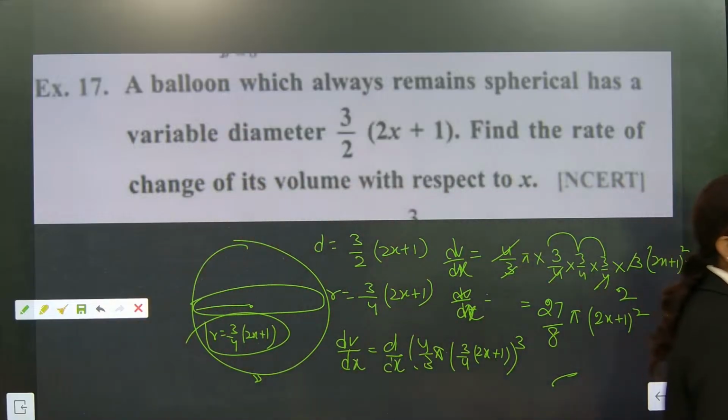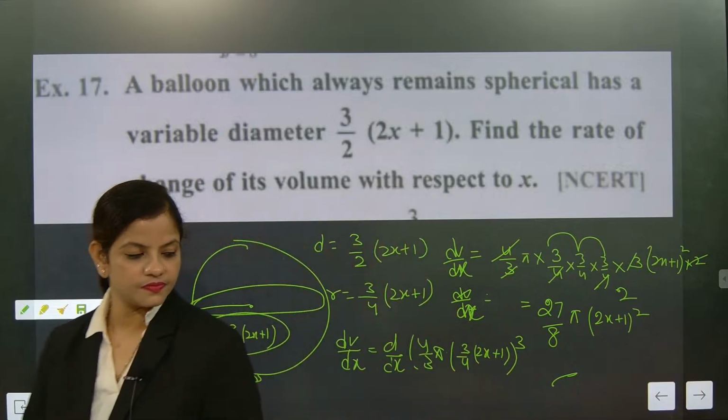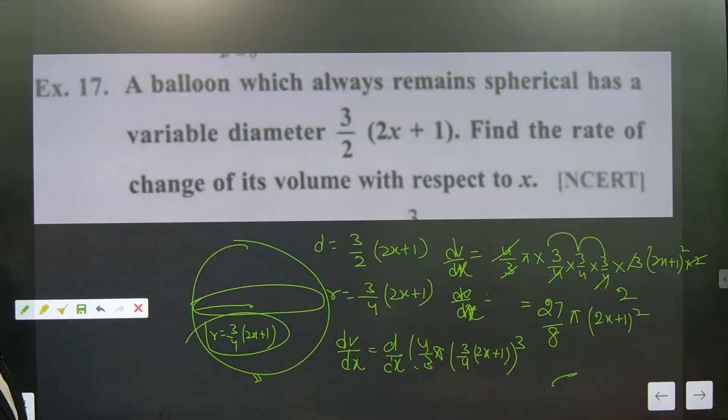Come on, go for this next part question. Note down, please.